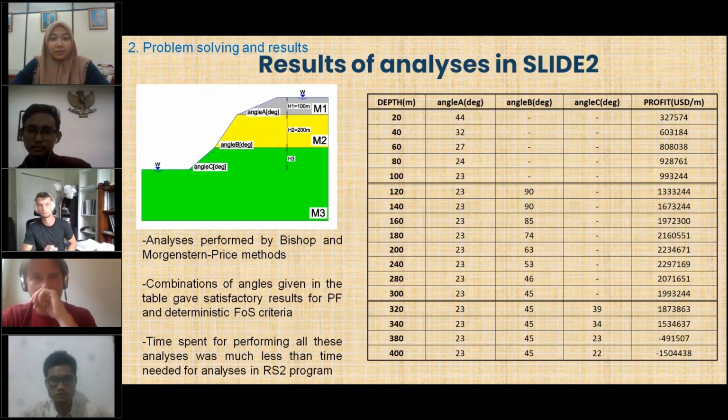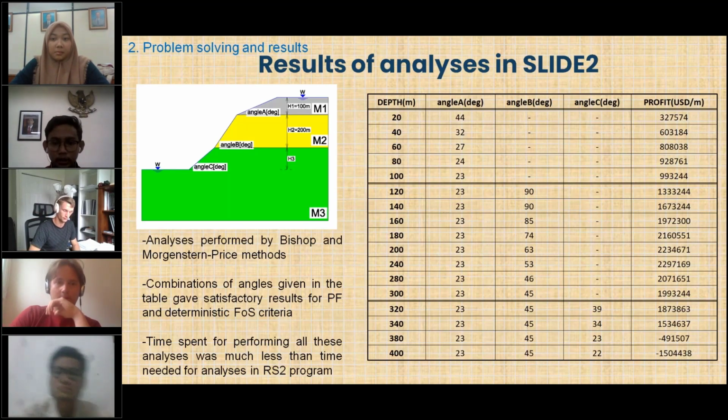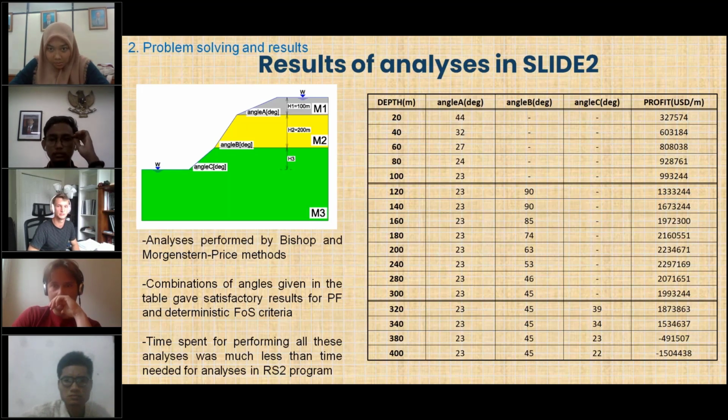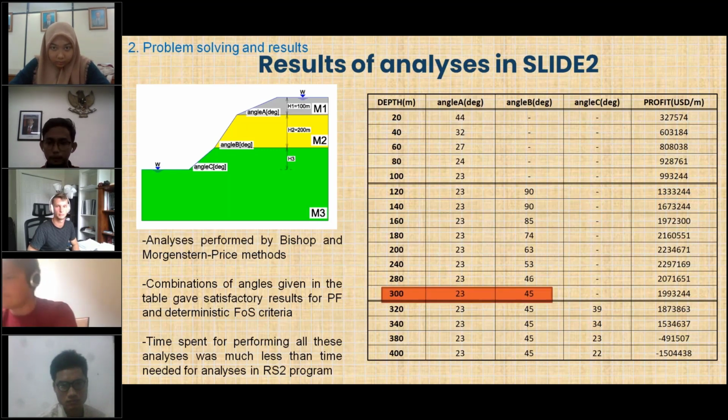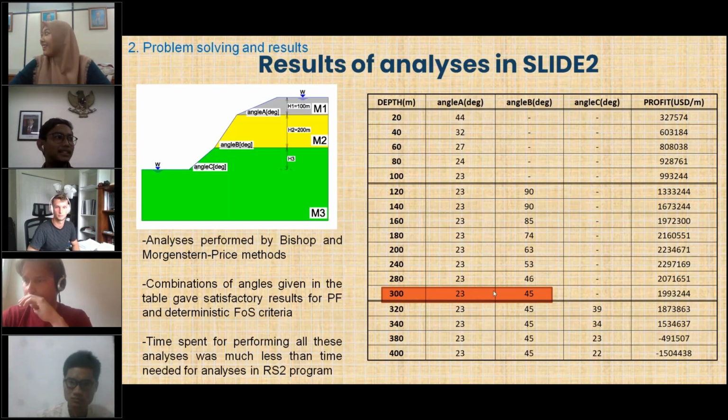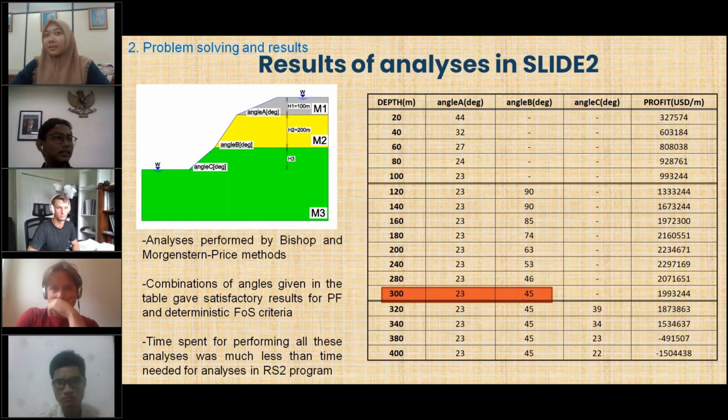Analyses in Slide2 were performed using the Bishop and Morgenstern-Price methods. The results of these analyses gave us the range of depths for further steps that led us to the final solution. For a depth of 300 meters, we got satisfactory results for stability of the model with slope angles of 23 and 45 degrees. So we used them to define models for our first analysis in RS2.